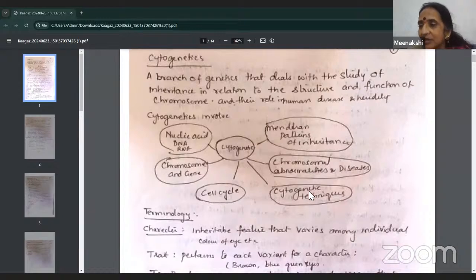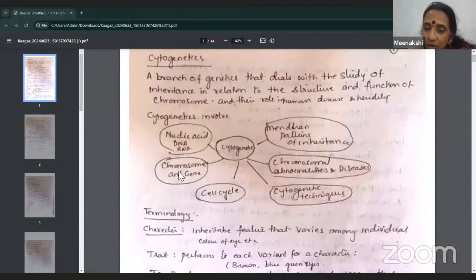Apart from that, we have blotting techniques, we have the banding techniques. All these are to study the chromosomal nature, the deformities that are there. So we have to be well acquainted with the cytogenetic techniques.